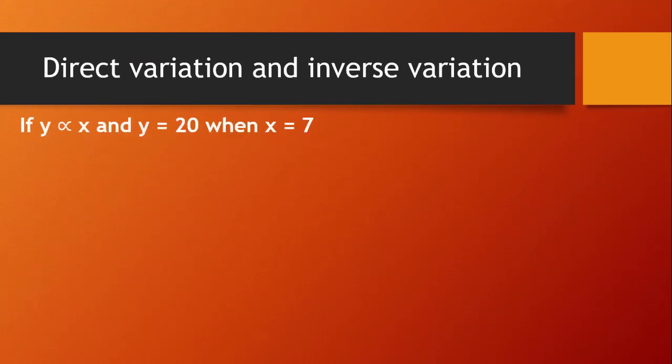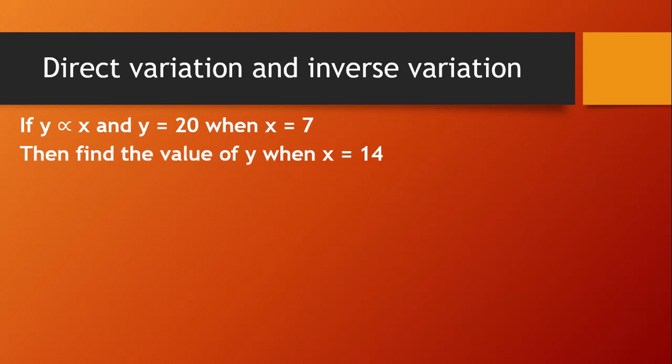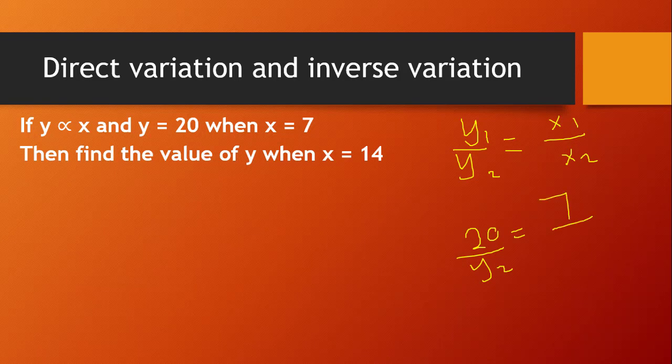If y directly varies as x and y equals 20 when x equals 7, then find the value of y when x equals 14. We have two ways. We can use the property that y1 over y2 equals x1 over x2. In this case, y1 is 20, over y2, which is required, equals x1 over x2, which is 7 over 14.